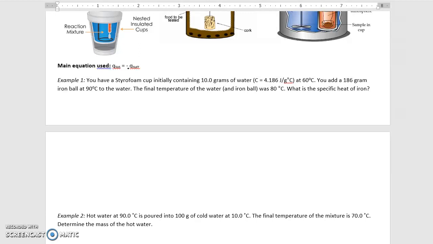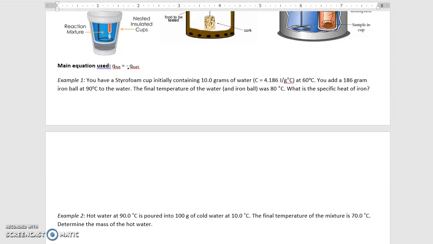So looking at this first example, we have a styrofoam cup initially containing 10 grams of water. Your C value there for water. You have a temperature. You add a 186 gram iron ball to the water. The final temperature of the water and the iron ball is given to you. What's the specific heat of iron?